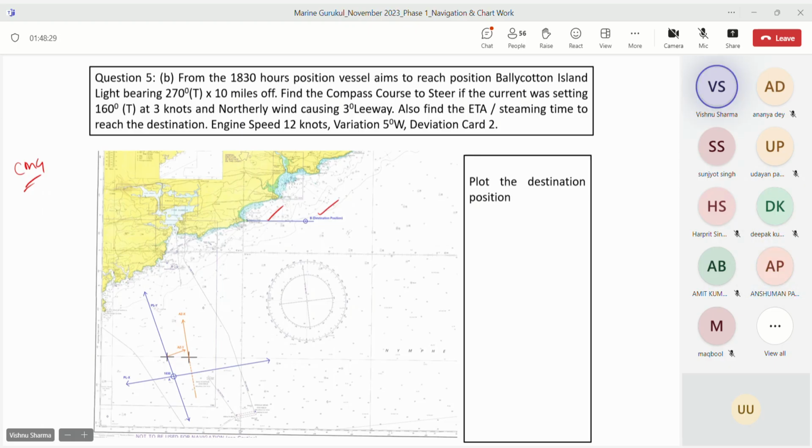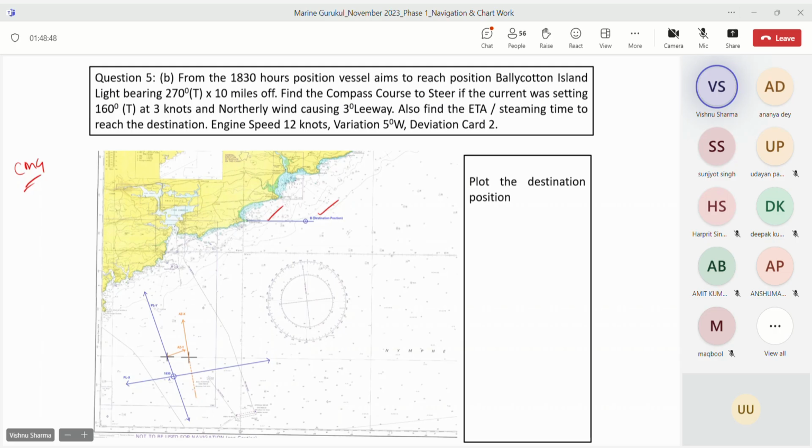So what do we have to do? Counteract. Everybody says counteract. Very good. What to counteract first then? Current.